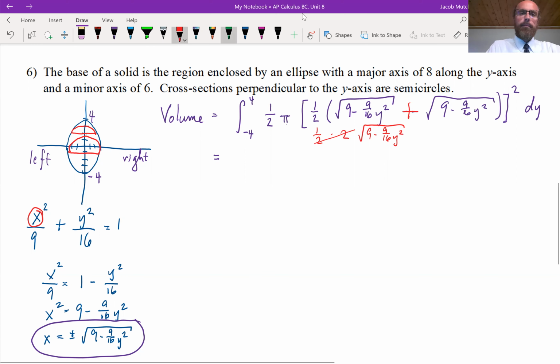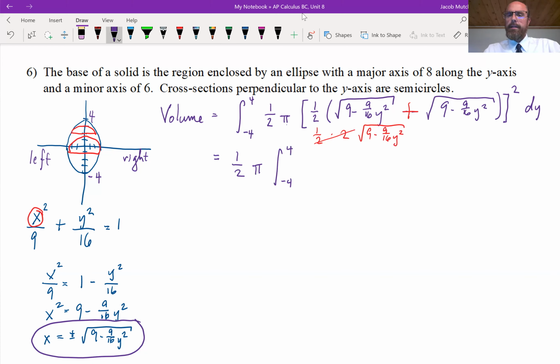So we'll start bringing these pieces together. I'm going to let the half pi go on the outside of the integration. So that's going to be half pi outside. And the integration's from -4 to 4. And then definitely I see that my half has canceled with the 2. And then this square root's going to be canceled by the square. So what we're left with is going to be 9 minus 9 over 16 y squared dy. So at that point, what I want to do is actually integrate.